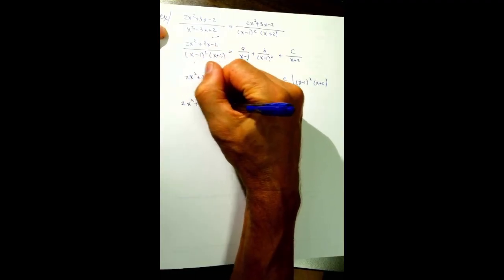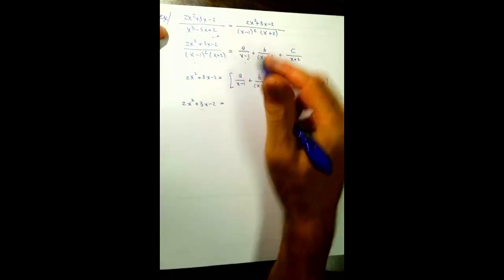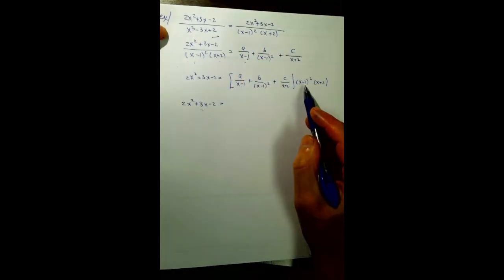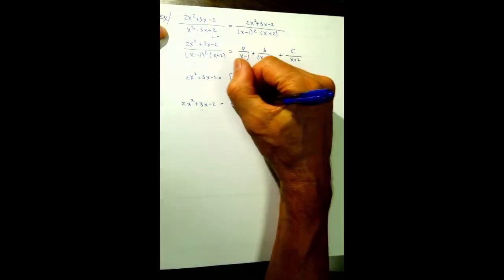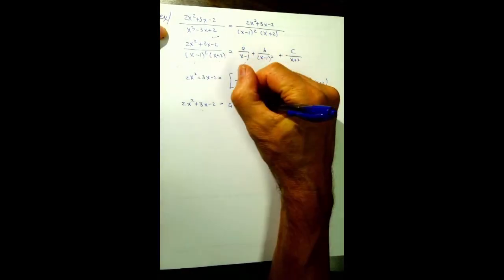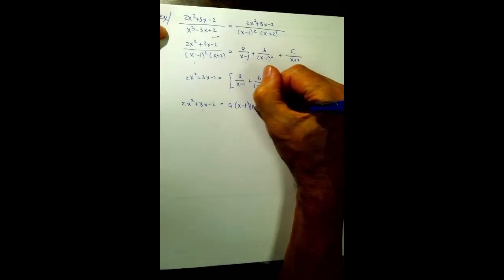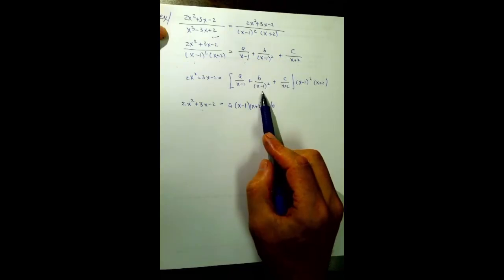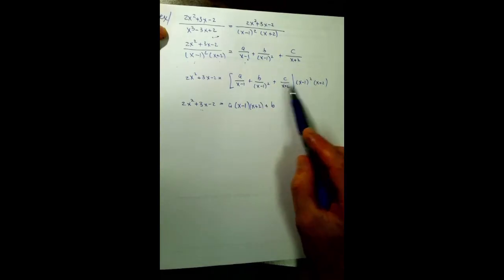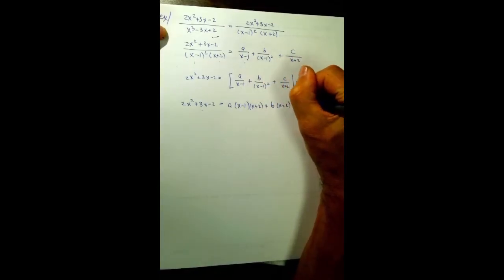Multiplying that through, I get the left-hand side, 2x² + 3x − 2. A over (x − 1) times (x − 1)² times (x + 2): one of the (x − 1) terms is going to cancel, so I get a times (x − 1) times (x + 2). When I multiply b over (x − 1)² times (x − 1)², those two cancel, and I'm just left with b times (x + 2).